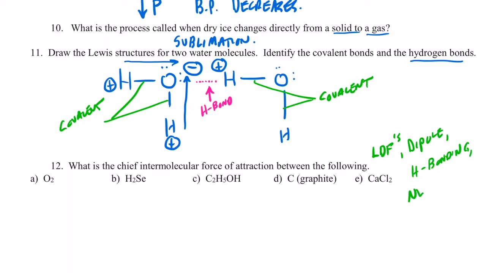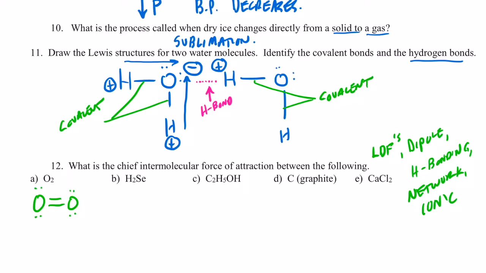We have network covalent bonding, and we have ionic bonding. There's also metallic, which we're leaving off of this test for you. So let's take a look at O2. If I were to draw its Lewis structure, you would know it looks like this, and it's a non-polar molecule.